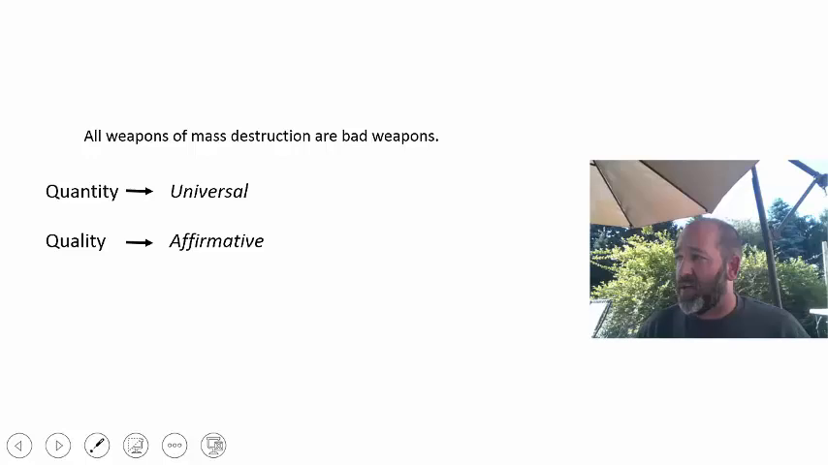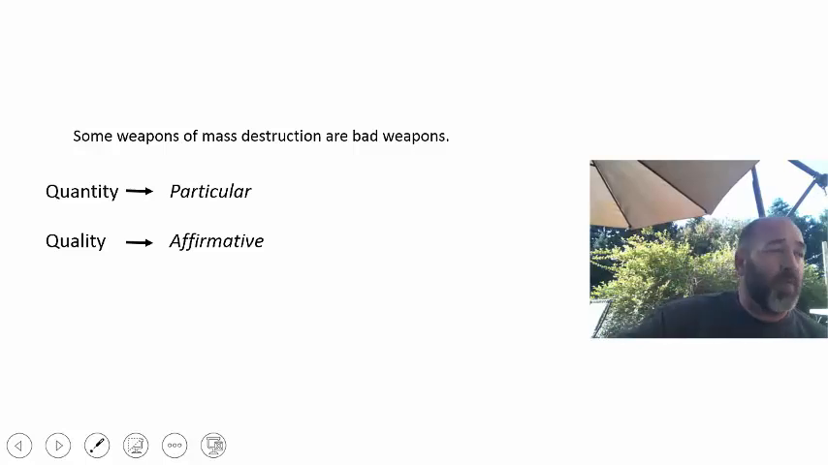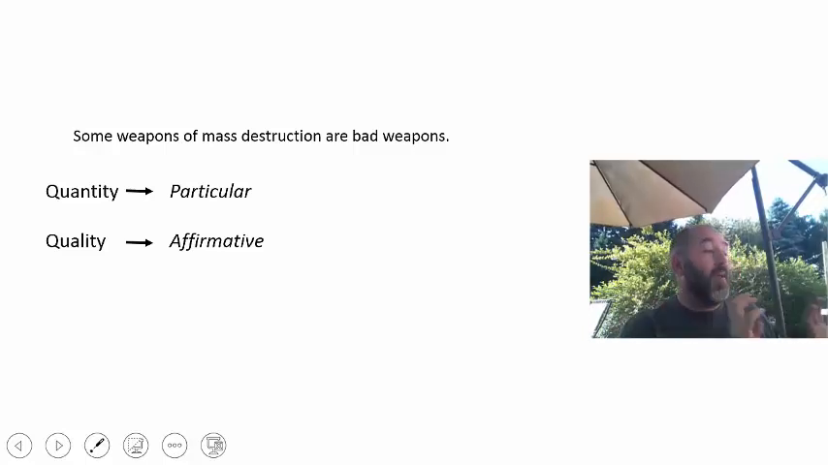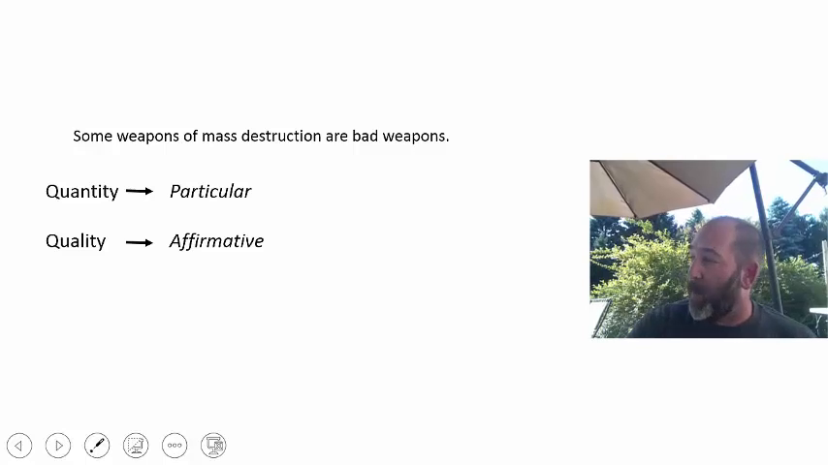Everybody's weapons of mass destruction are bad. But if I say, well, it's okay for us to have them, but not for those people over there to have them, or maybe those folks over there in that country, then it's cool if they have them, but if those folks over there get them, then that would be bad. Then what I mean is that some, not all, but some weapons of mass destruction are bad weapons, right?